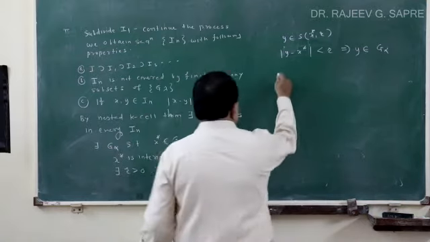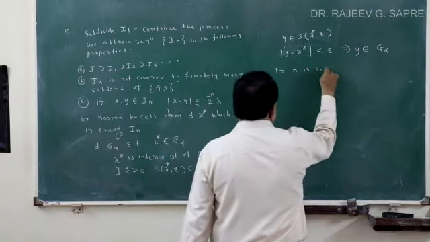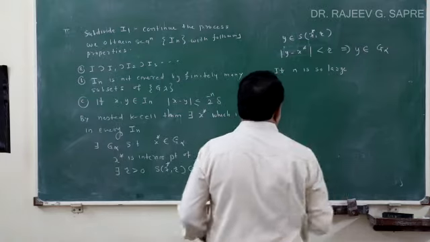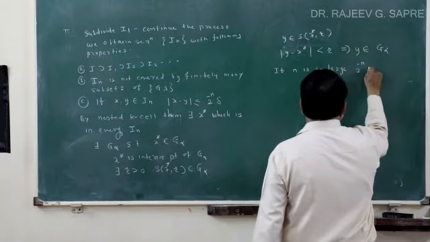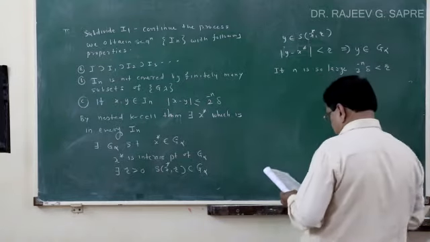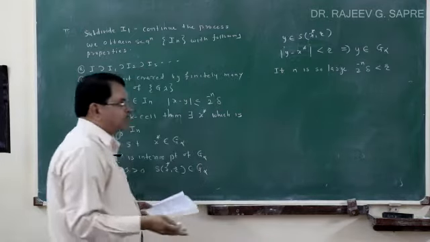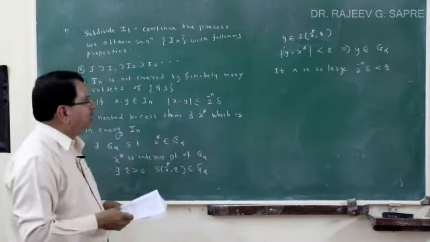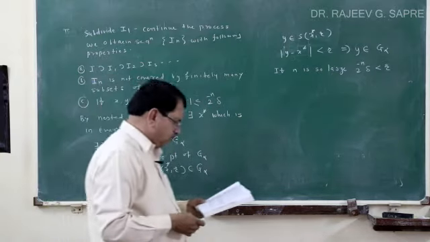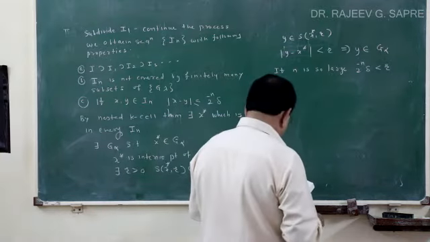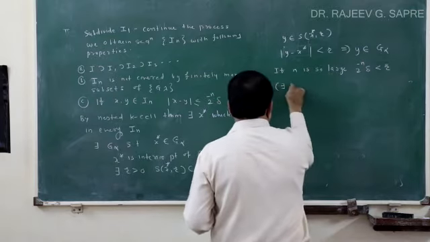If n is so large that 2 raised to minus n into delta is less than r, this is obviously possible, because I can make n as large as possible and take care that delta upon 2 raised to n will be less than r. So there should be such an n, there exists such an n.